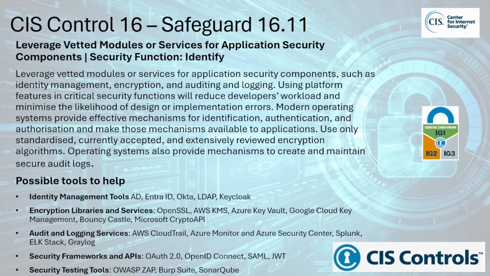Safeguard 16.11, leverage vetted modules or services for application security components, comes under the Identify security function and is within Implementation Group 2. This safeguard emphasizes the importance of using trusted, pre-built and vetted application security modules or services for critical security functions such as identity management, encryption, auditing, and logging. Rather than building these components from scratch, organizations should rely on platform features or services that have been extensively tested, reviewed, and standardized.